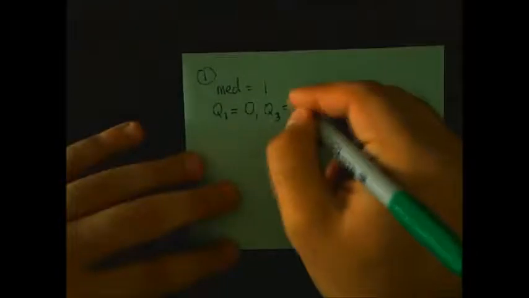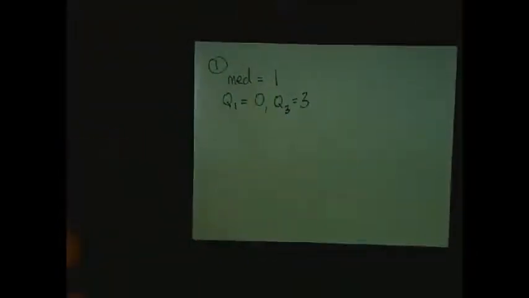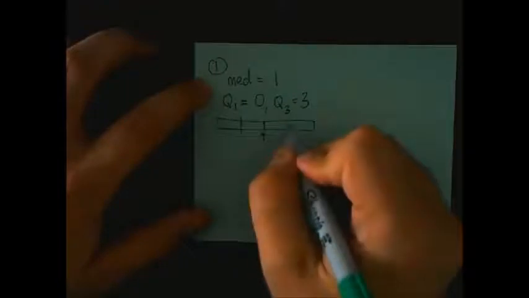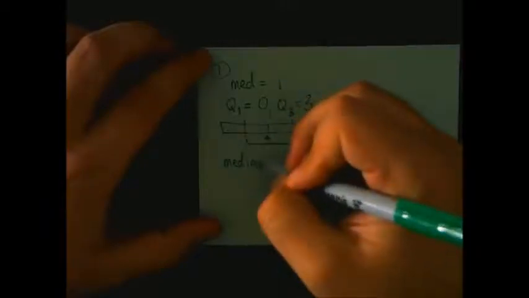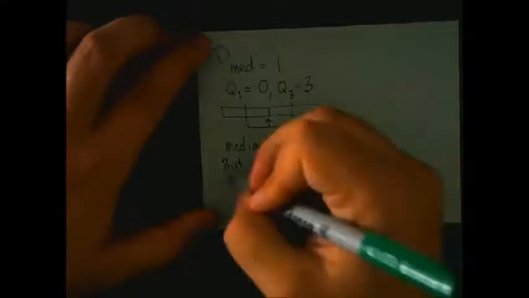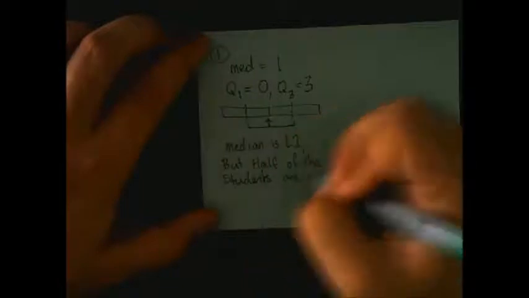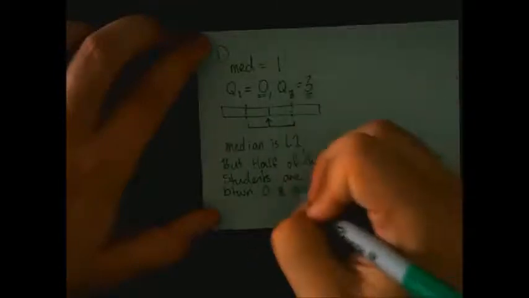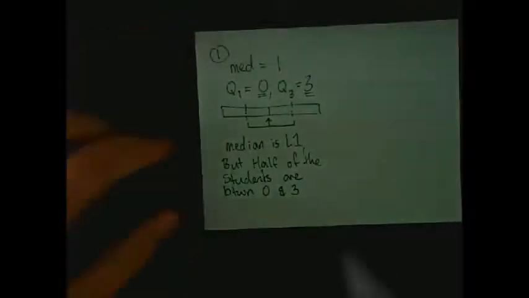All right. So what the quartiles do is split my data into 4 equal parts. So if this is all the students, the median splits it in half, because that's the middle, and then the quartile splits it like that. So it tells me where half of the students are. So what this says is that the median is level 1, but we can say half the students are between level 0 and level 3.